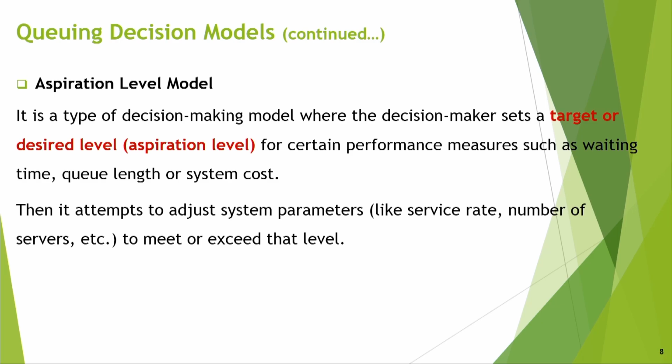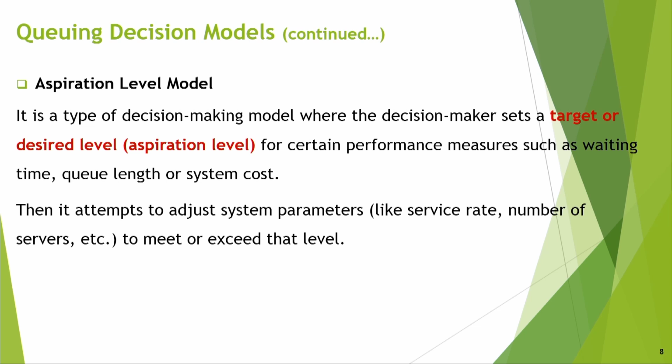Now let us continue with the queuing decision model. There is one term called the aspiration level model. It is a type of decision making model where the decision maker sets a target or desired level, that is called the aspiration level, for certain performance measures such as waiting time. For example, they say okay, waiting time should not be more than 3 minutes.